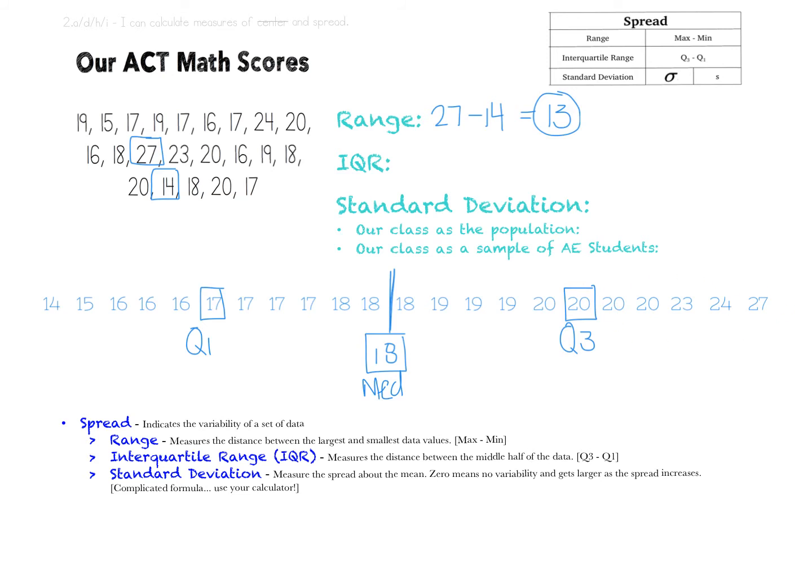So my IQR is essentially Q3 minus Q1. So now we're talking about the middle 50% of my data. That's going to be my interquartile range. My range is all of my data. The interquartile is just the middle 50%. How much does it span? So Q3 is 20 minus 17 is 3. So 50% of our class varied by 3. So that gives me a little better picture if I have outliers.